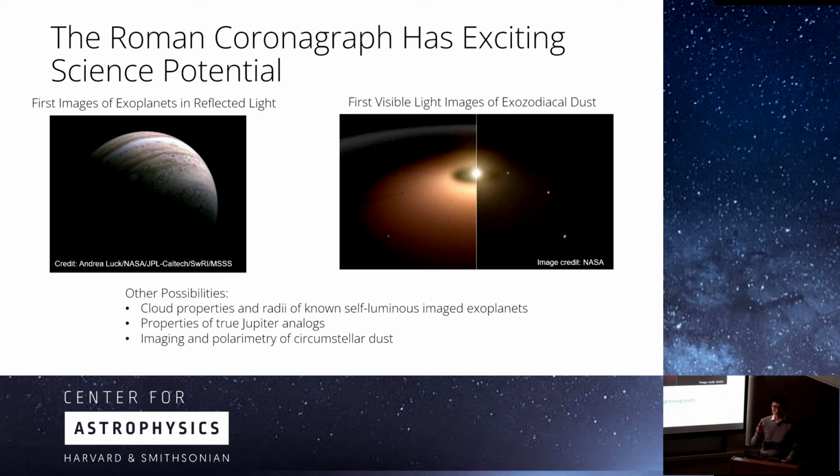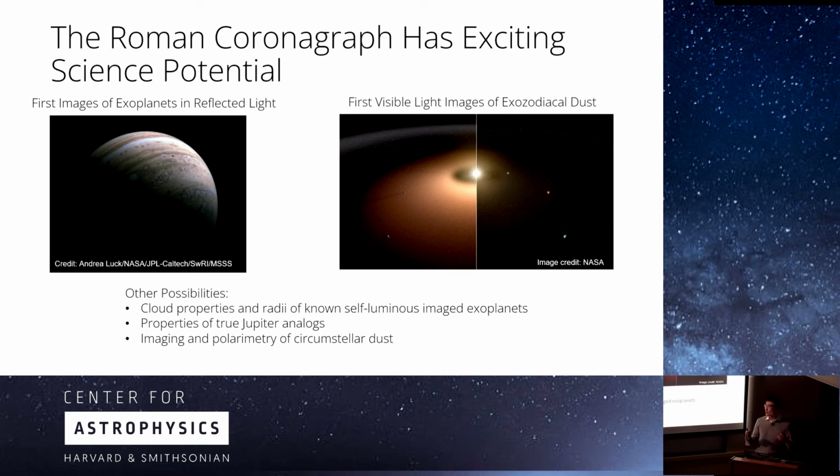I'll show you the optics in a second. But first, the Roman coronagraph is a technology demonstration first and foremost, but we're also going to try to do interesting science with it. With its capabilities, in particular, I'm excited about the fact that we can potentially get the first images of exoplanets in reflected starlight. And also, we can maybe obtain the first visible light images of exozodiacal dust.